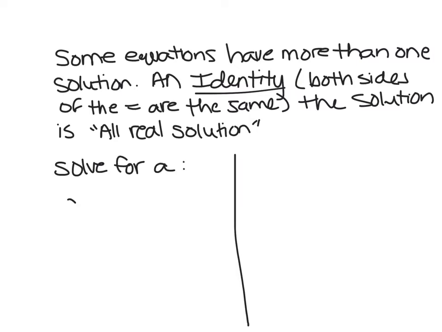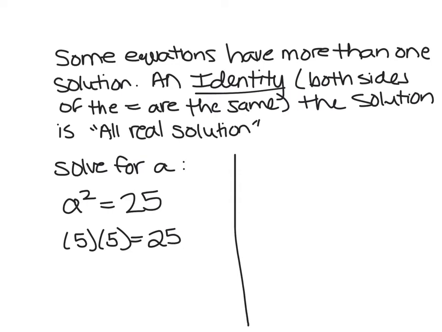And we have a squared equals 25. So you're thinking, what number times itself, what number squared equals 25? Well, first we have 5, because 5 times 5 is positive 25. But there's actually one more. We also have negative 5 as a solution, because negative 5 times itself, negative 5 squared, also equals positive 25. A negative times a negative makes positive.